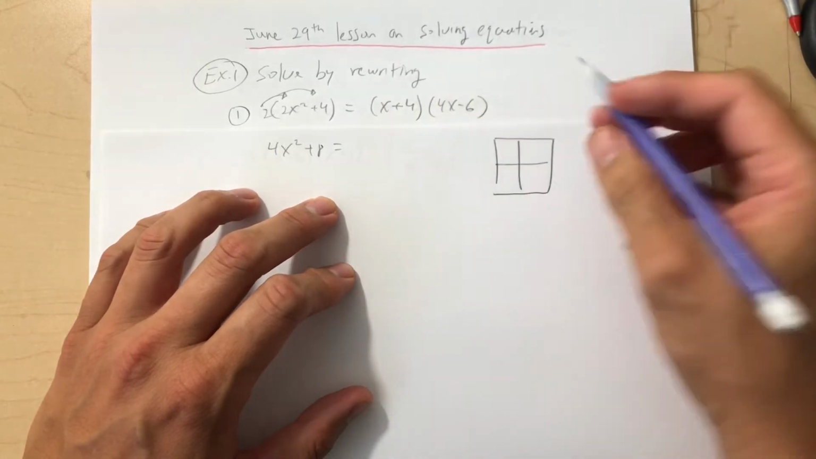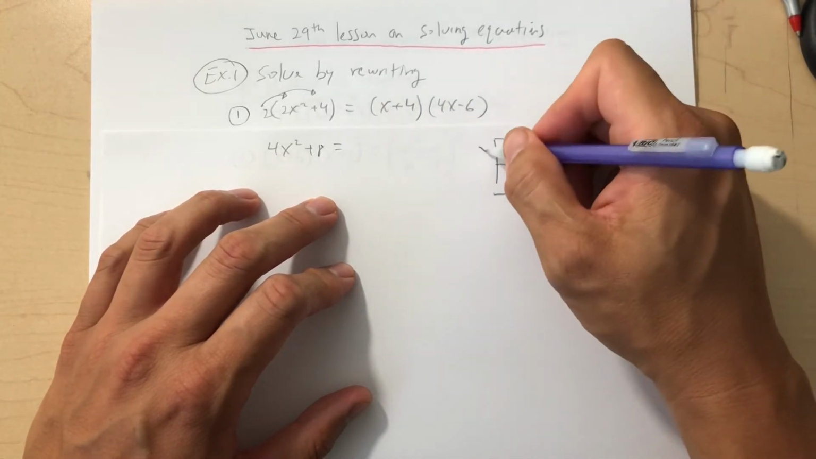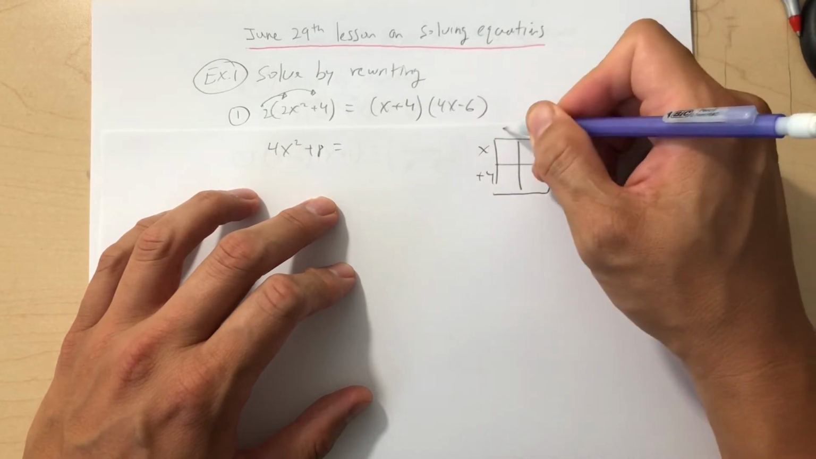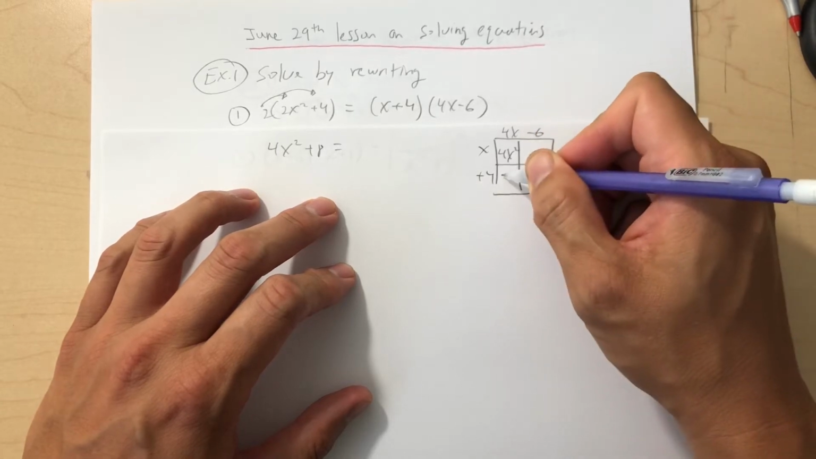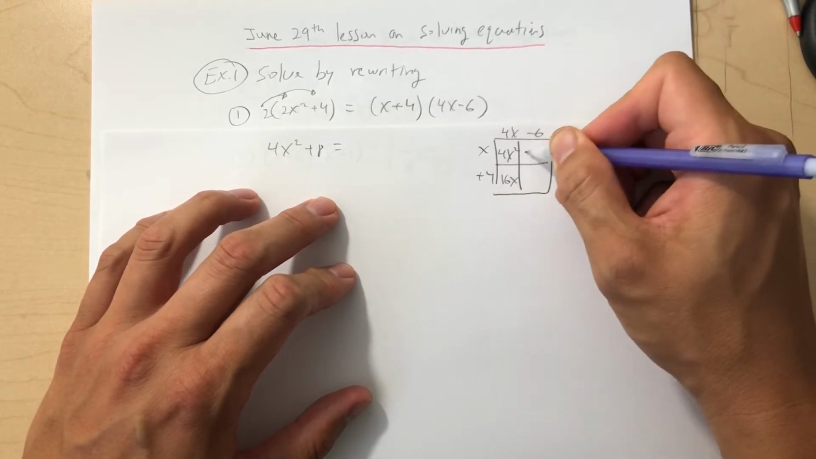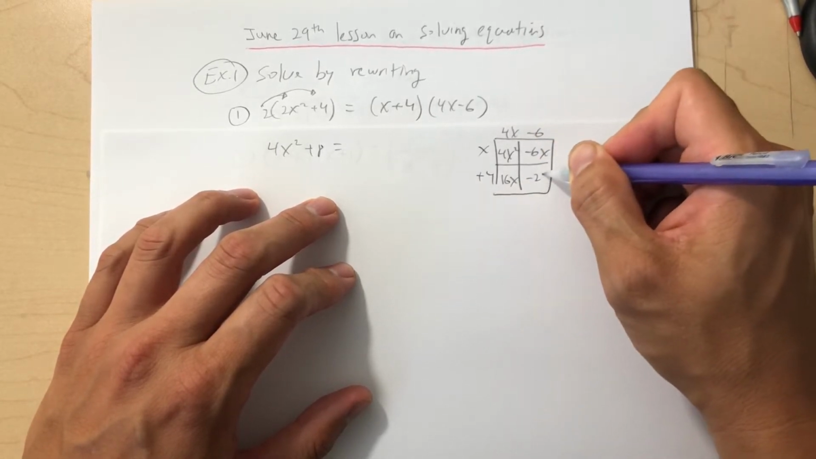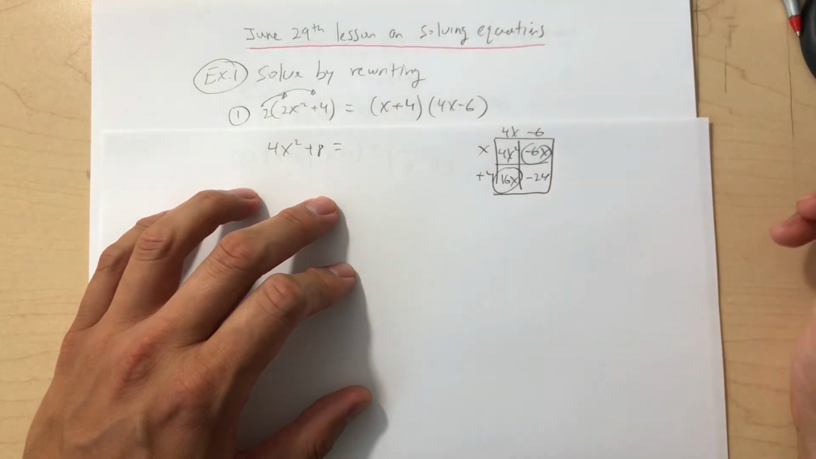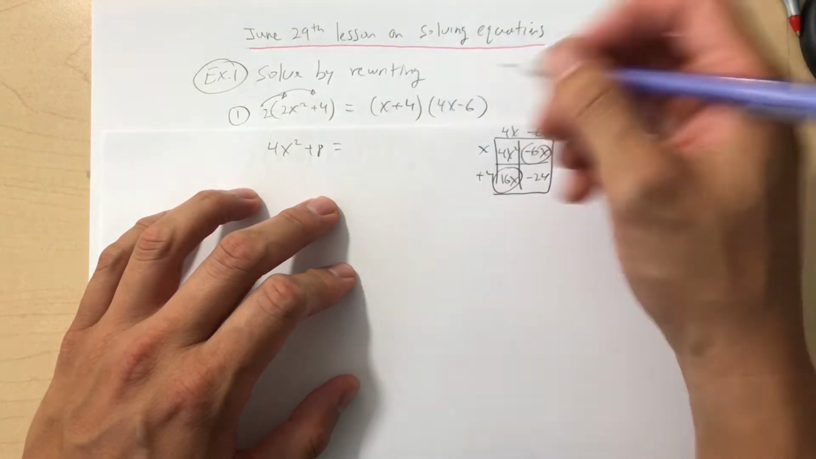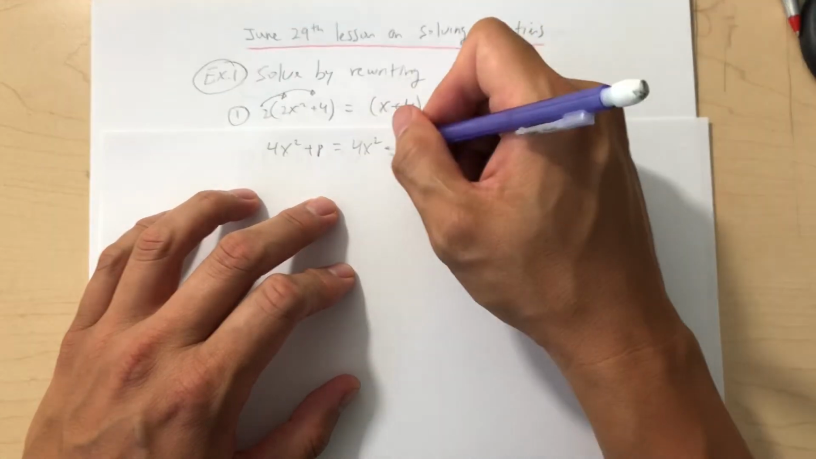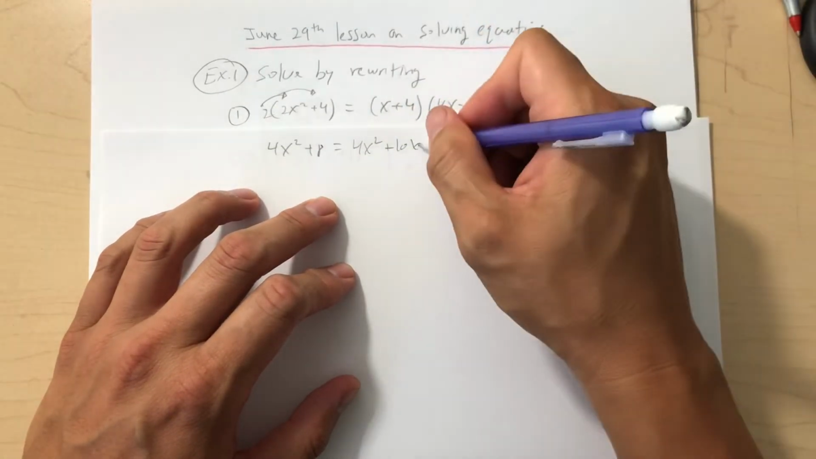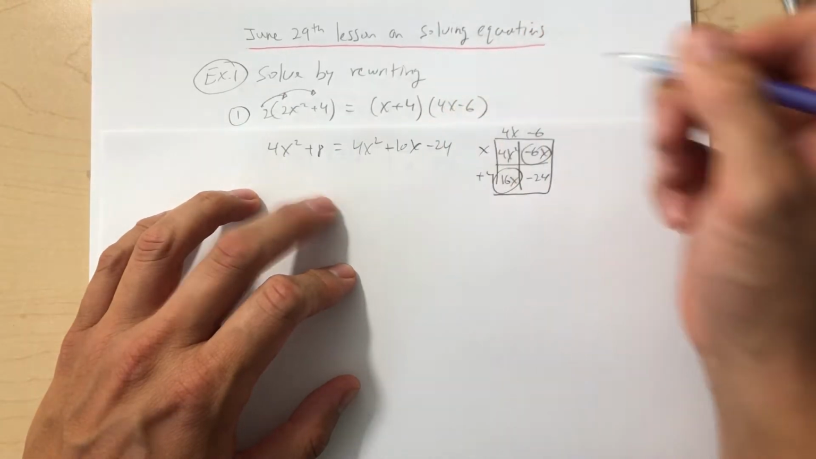Okay, so we want to multiply that binomial with that binomial, so x plus 4, 4x minus 6, that would give me 4x squared, 16x, negative 6x, and negative 24. Now these two can collect like terms. I'm going to rewrite it now, and it'll look a little bit easier. So 4x squared, positive 10x, and then you get a minus 24. Now I'm ready to solve.